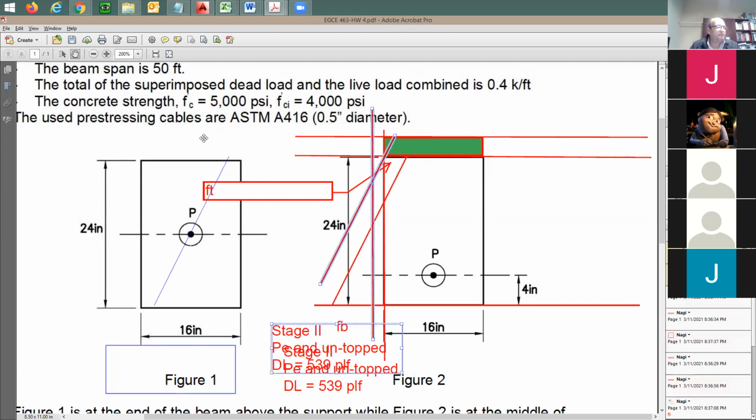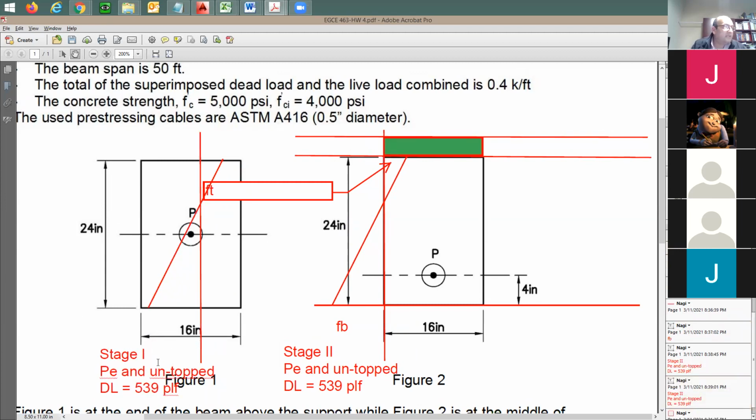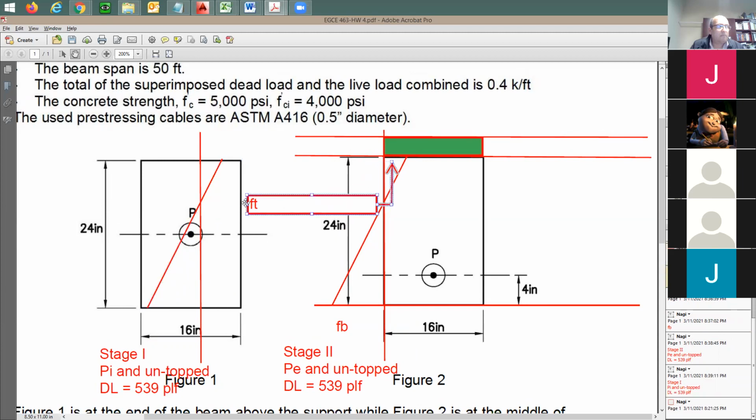And just move it here. I'm going to put it right here. It's going to be stage 1. In stage 1, I have PI, and they have on top, right? And they have dead load of 359. We're going to check here the stresses top and bottom. All right. And this is not feet. This is going to be F top, right? And F bottom. Just to be sure that we're not confused about this.